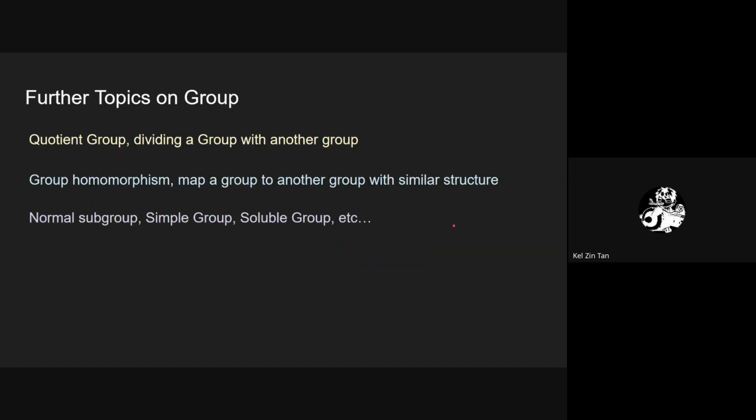There are many further topics. For example, quotient group. If you do cryptography research yourself, a quotient group is something where you want to divide a group by another group. There is also the notion of group homomorphism, where you map a group into another group, and then normal subgroup, simple group, soluble group. There are many different notions, but basically that's all about groups.